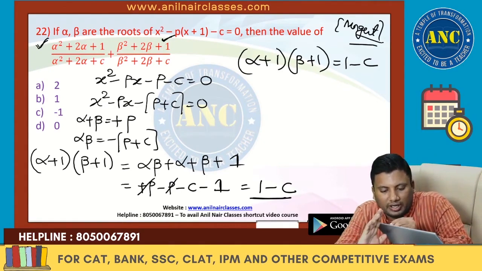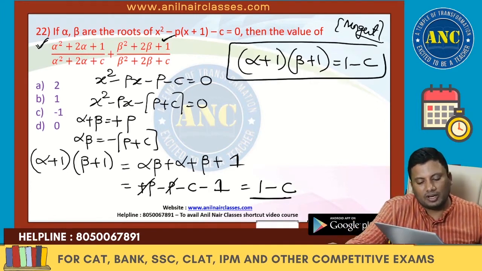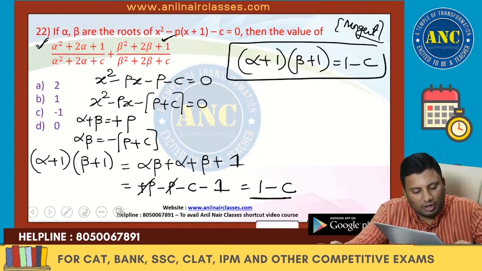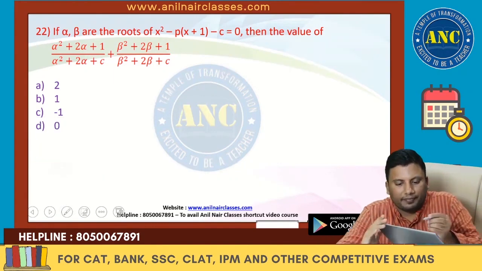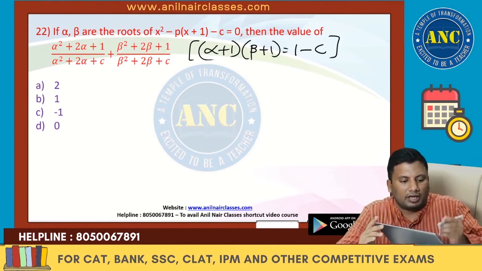Now this we put it as a star mark. I am going to use this: alpha plus 1 into beta plus 1 is 1 minus c. Where am I going to use it? Let us see. Here we will put it here. Alpha plus 1 into beta plus 1, it is nothing but 1 minus c.